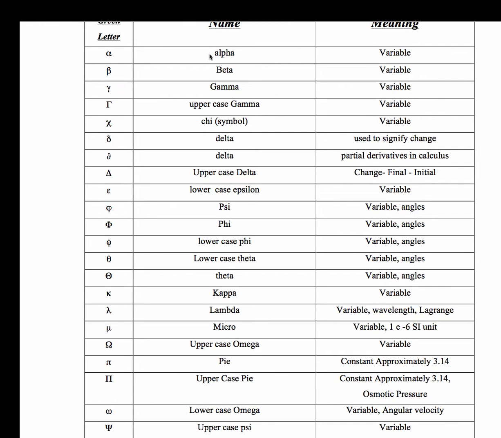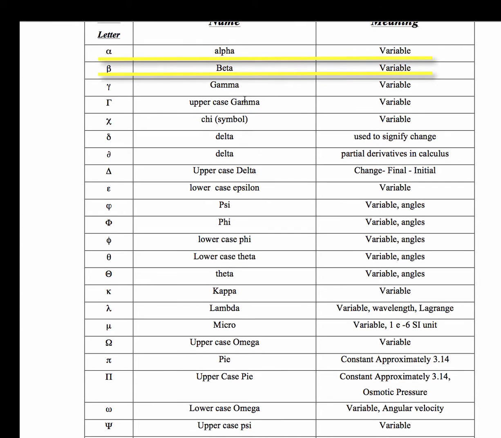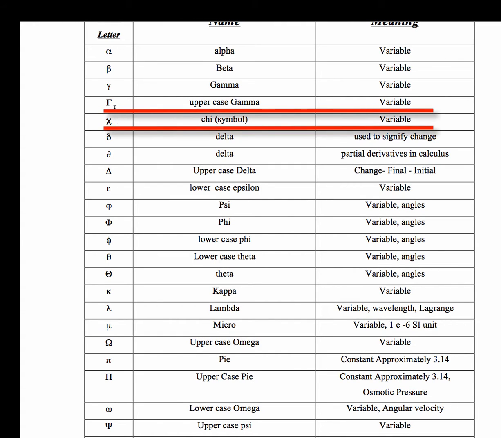Okay, so alpha you might see as angles, same with beta, in some bio classes, or gamma. All these are used in statistics and various other courses. They're typically variables, whether they're angles or whatever. Chi and gamma have distributions that are associated with them if you're taking statistics.